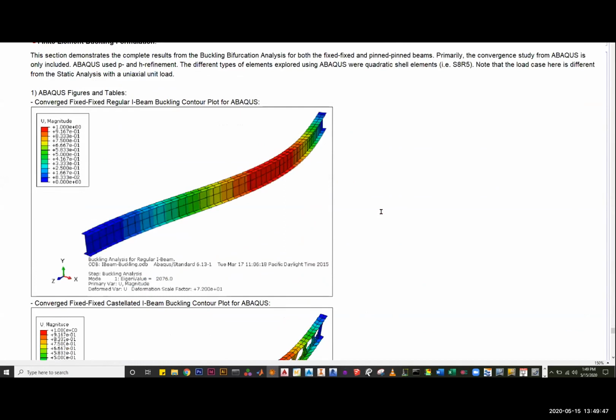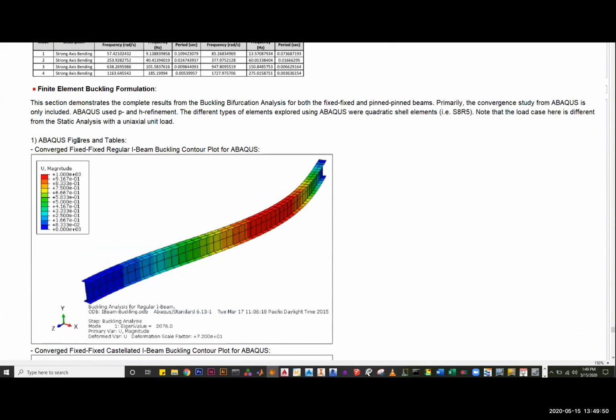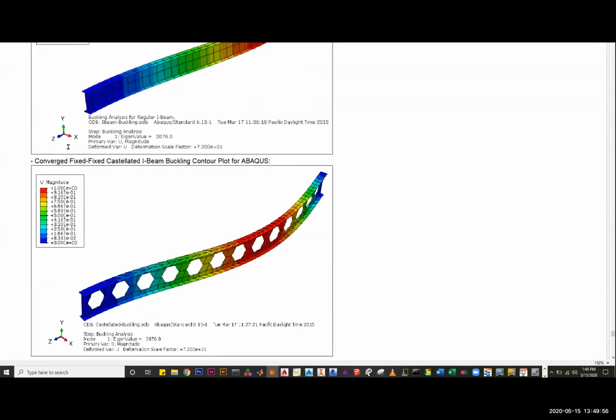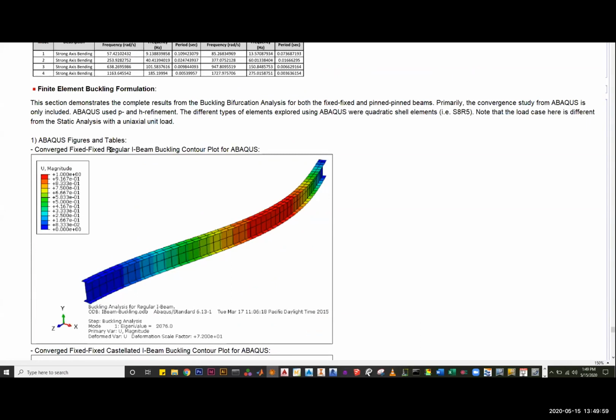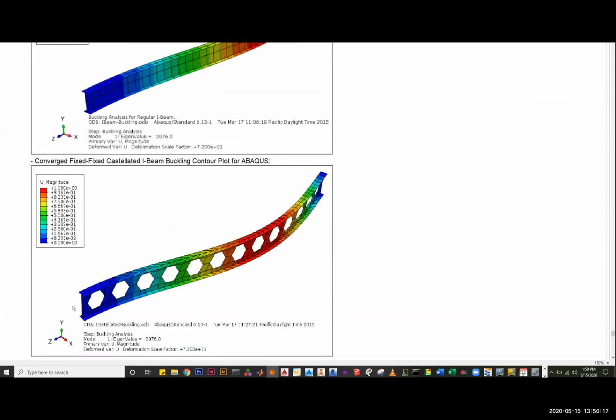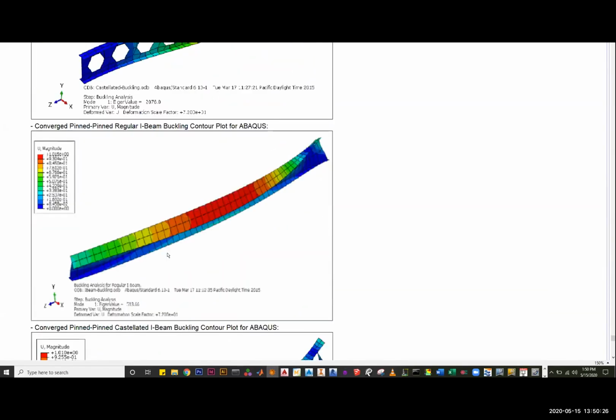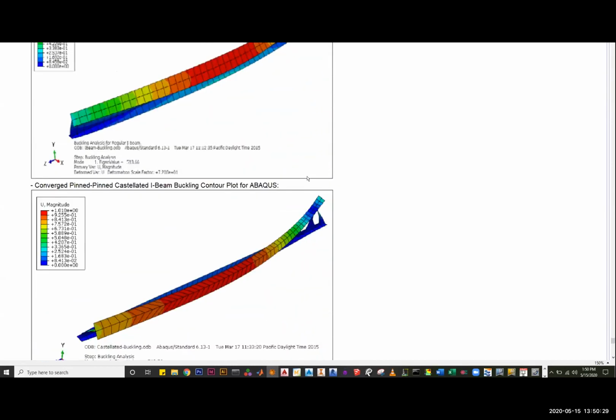And then for the buckling, these are from Abaqus again. I didn't do it for the other software, but I'll show you the results. For the buckling, for the fixed, this is what I got. The loading case I talked about before in the static was transverse, but for the buckling, it's going to be uniaxial. As you can see, it buckles out of plane. This is for the castellated, it's kind of similar. And then this is for the pin, and then the castellated.